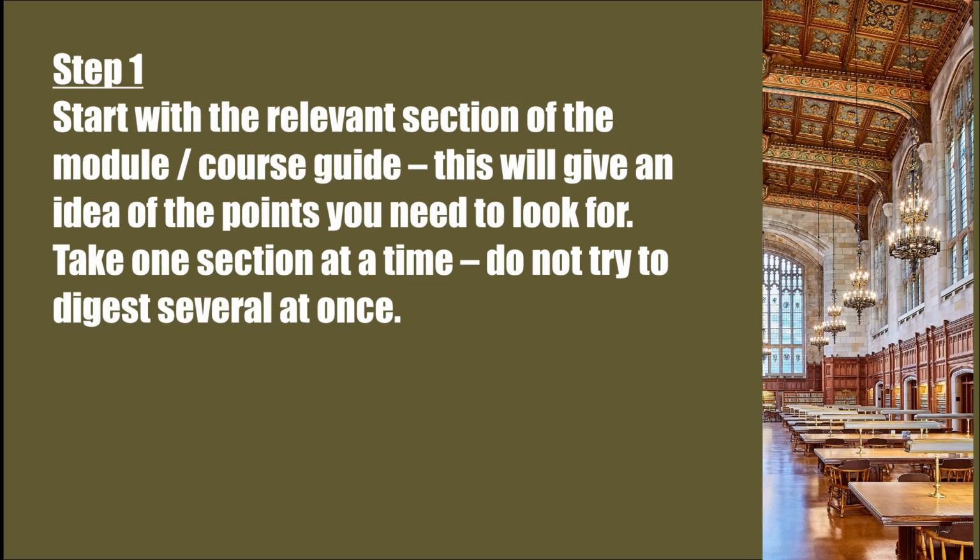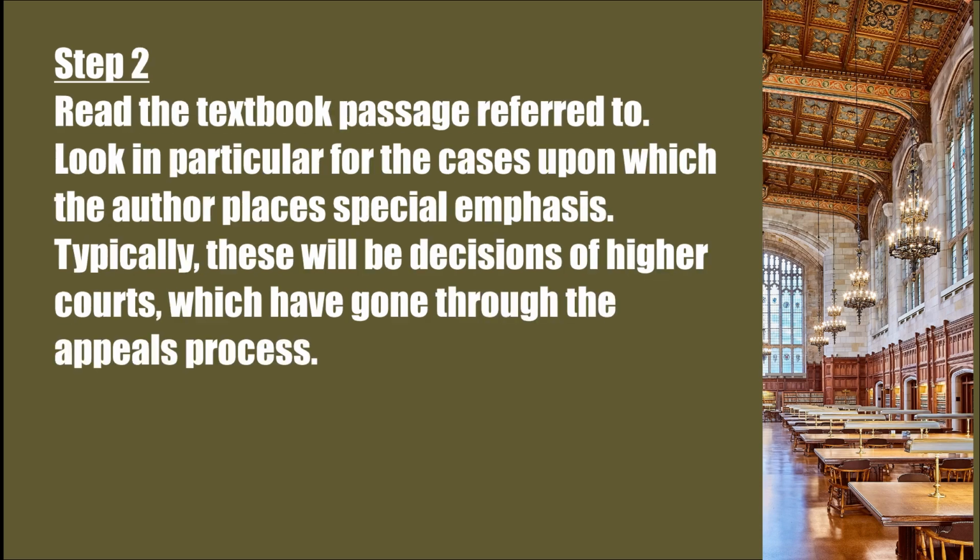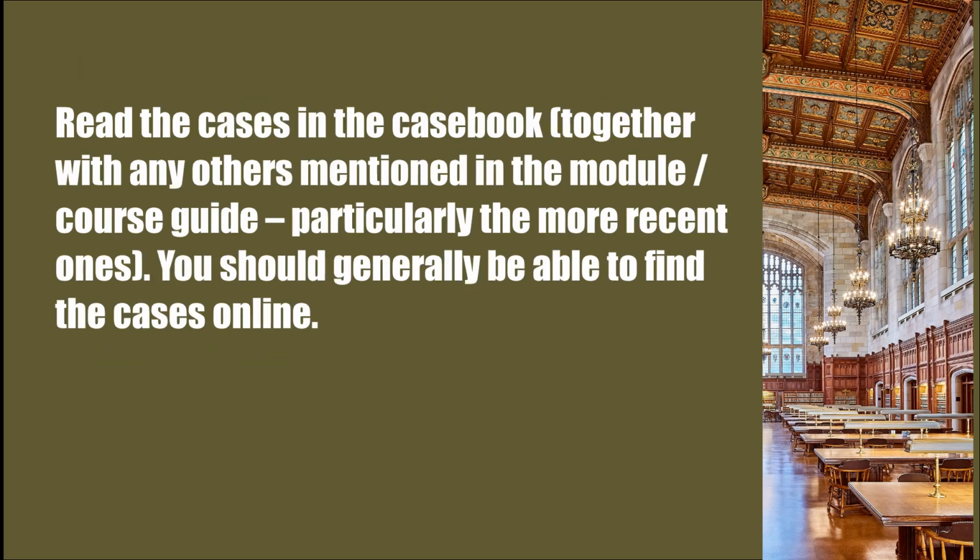Step 1. Start with the relevant section of the module guide. This will give an idea of the points you need to look for. Take one section at a time. Do not try to digest several at once. Step 2. Read the textbook passage referred to. Look in particular for the cases upon which the author places special emphasis. Typically, these will be decisions of higher courts, which have gone through the appeals process. Read the cases in the casebook, together with any others mentioned in the module course guide, particularly the more recent ones. You should generally be able to find the cases online.